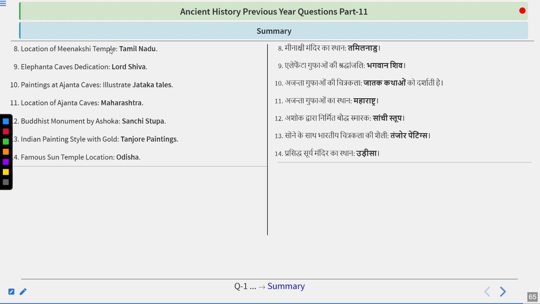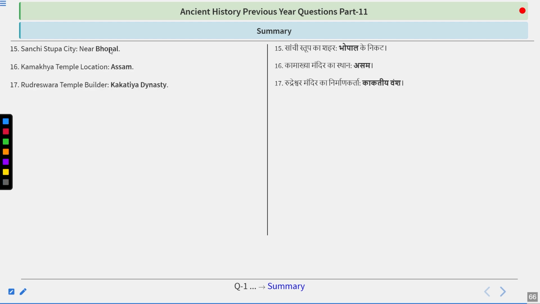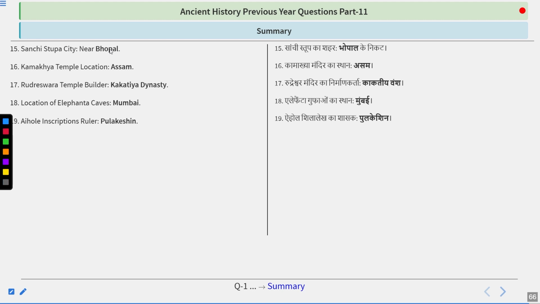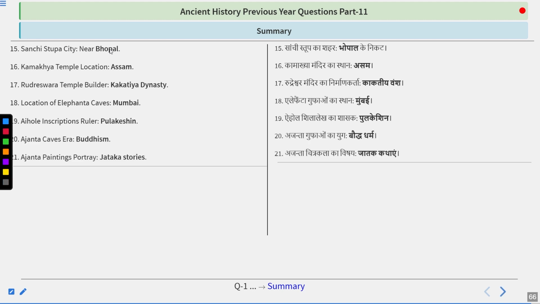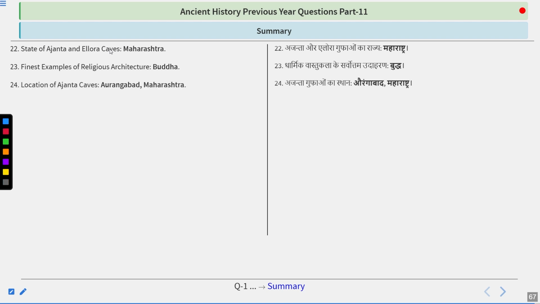Tanjore painting. Famous Sun Temple, location, Odisha. Sanchi Stupa, city near Bhopal. Kamakhya temple location, Assam. Rudreshwar temple, builder Kakatiya dynasty. Location of Elephanta caves, Mumbai. Aihole inscription ruler, Pulakeshin. Ajanta caves era, Buddhism. Ajanta paintings portray Jataka stories. State of Ajanta and Ellora caves, Maharashtra. Finest example of religious architecture, Buddhist. Location of Ajanta caves, Aurangabad, Maharashtra.